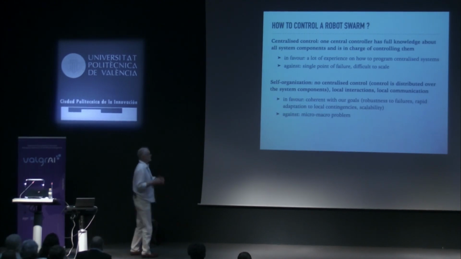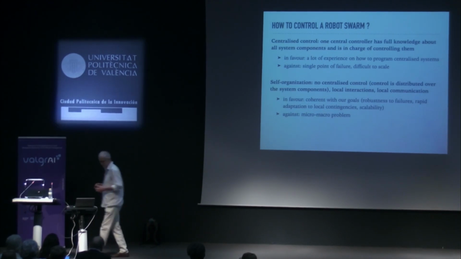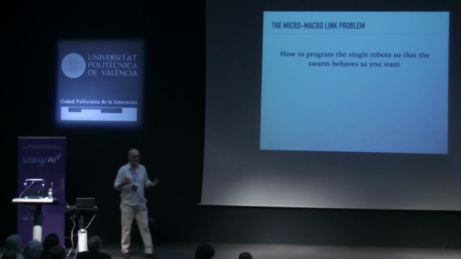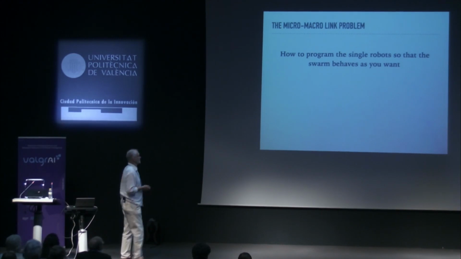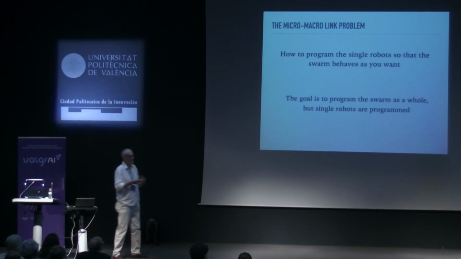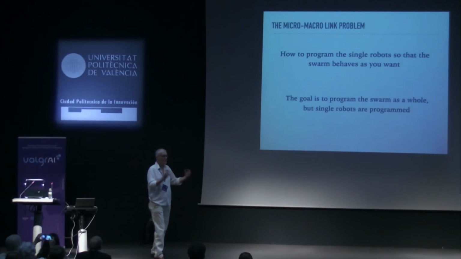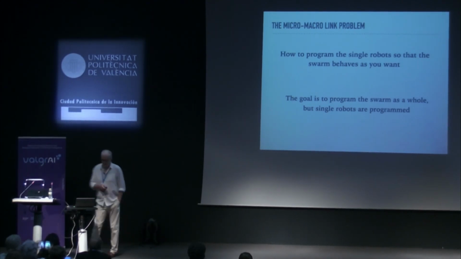On the other side, self-organization, that is, no centralized control, only local interaction, only local communication, coherent with the goals that I stated before. However, there is an important problem called the micro-macro problem. Our goal is to program the swarm. But in reality, we can only program the single robots. So the micro-macro problem is how do you move from the specification of the swarm behavior to how to program the single individual robots.